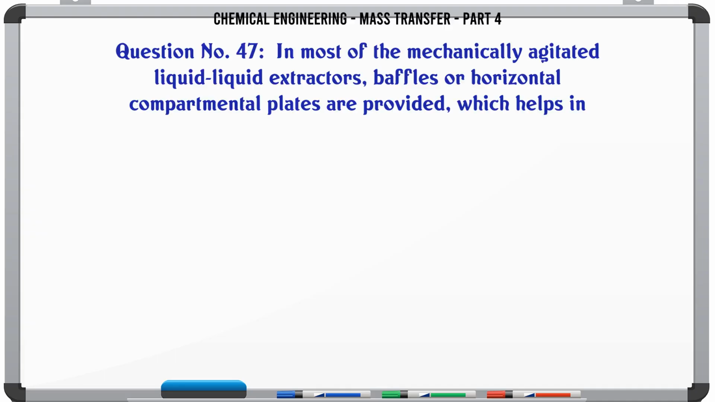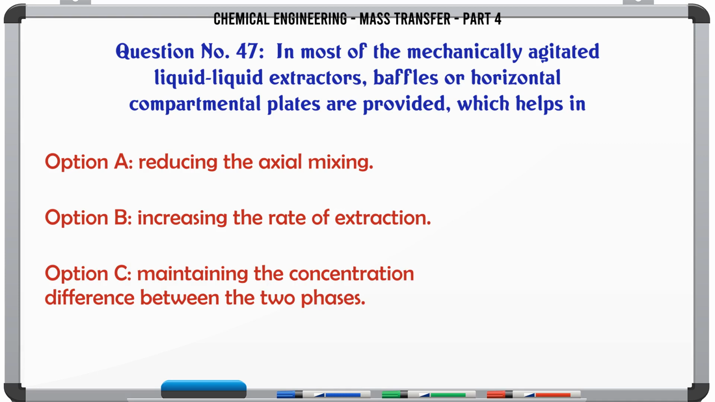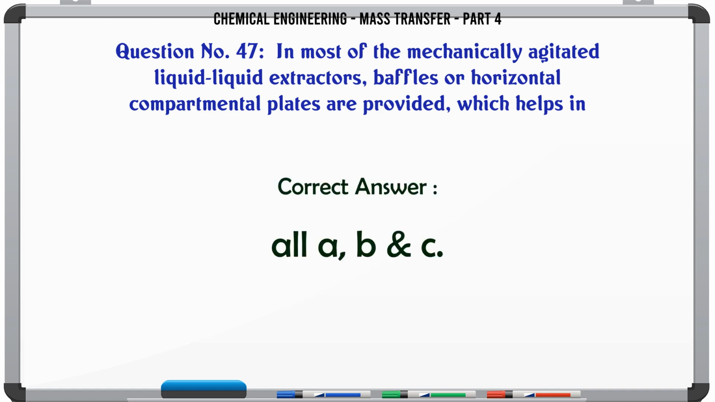In most of the mechanically agitated liquid extractors, baffles or horizontal compartmental plates are provided, which helps in A. reducing the axial mixing, B. increasing the rate of extraction, C. maintaining the concentration difference between the two phases, D. all ABC. The correct answer is all ABC.